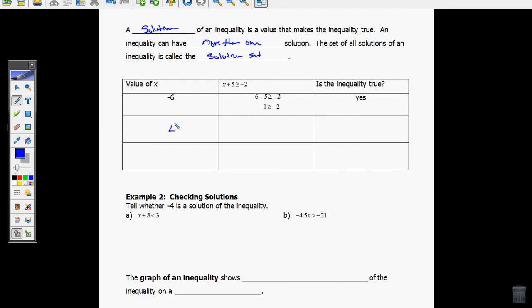Let's try something like 4. X plus 5 greater than or equal to -2, so that means 4 plus 5 greater than or equal to -2. Is 9 greater than or equal to -2? Yes. Now let's try something like, I don't know, -8. -8 plus 5 greater than or equal to negative 2. Negative 8 plus 5 actually gets me a negative 3. Is negative 3 greater than or equal to negative 2? No. It's less than negative 2. So that's a no.